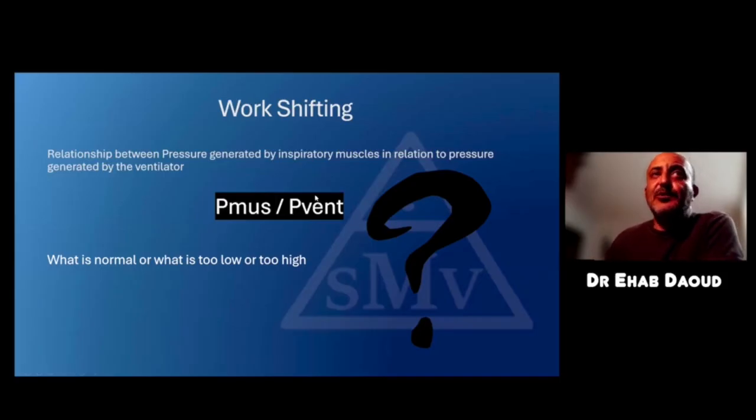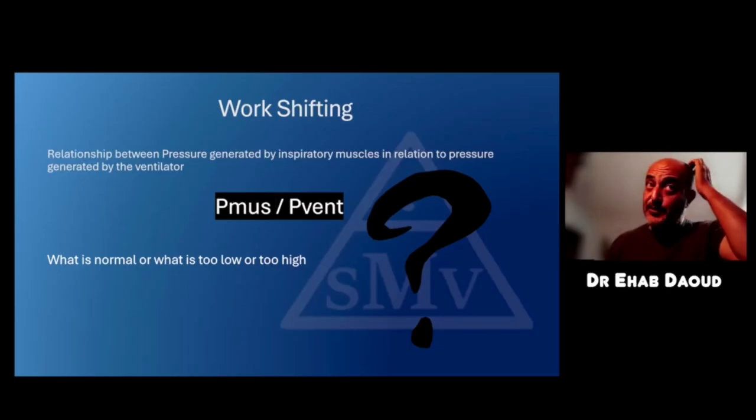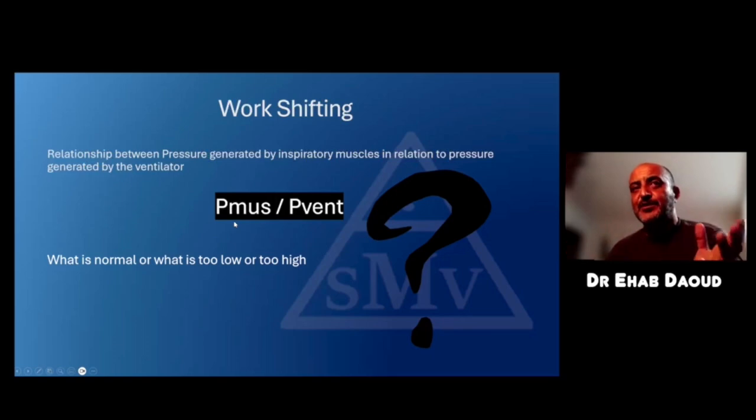But there's something called the work shifting index. With the work shifting index, you calculate the patient's inspiratory muscle effort, which we call the PMUS, divided by the P vent, or the inspiratory pressure from the vent. For example, if the patient is working by creating 10 centimeter water pressure, and the patient is on a driving pressure of 10 centimeter, that gives you almost 1-to-1: 50% from the patient, 50% from the ventilator.